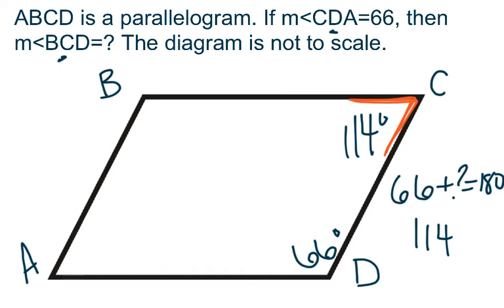So this diagram is not drawn to scale. Make sure you notice that. So it looks a little weird that my obtuse angle is 66 and my acute is 114, but that's because it is not drawn to scale. So don't trust the picture, trust the math is what that means.